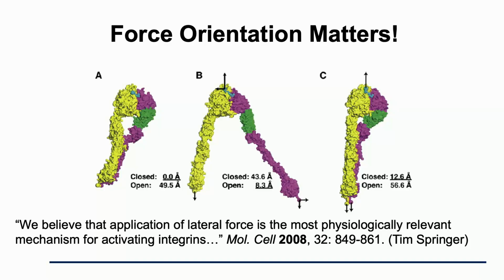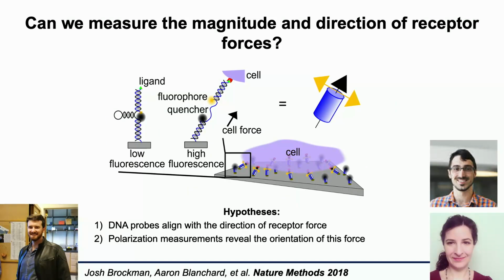We don't know. So to answer this question, we had this hypothesis, and this is beautiful work from Josh Brockman and Aaron Blanchard and Alexa Mathesis. And so what we did is we had this hypothesis that the DNA points toward the force. And so if the force is east, you get the DNA pointing that way. And so that was the first hypothesis. The other hypothesis is that we can use fluorescence polarization to determine that force orientation.